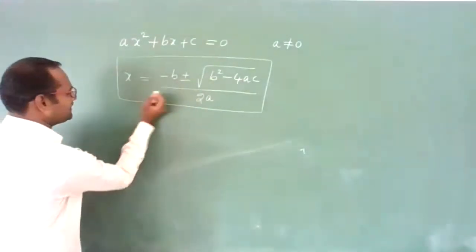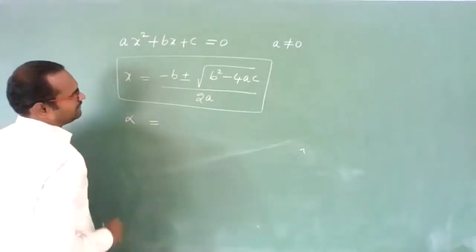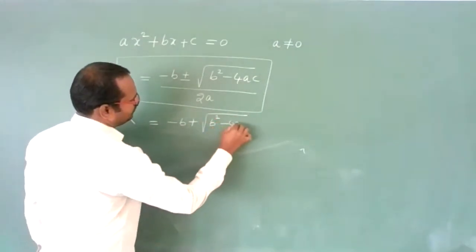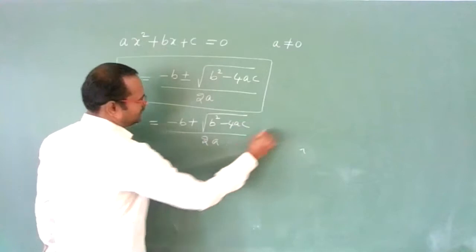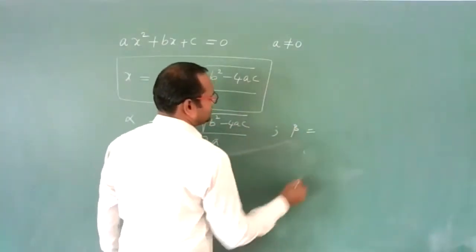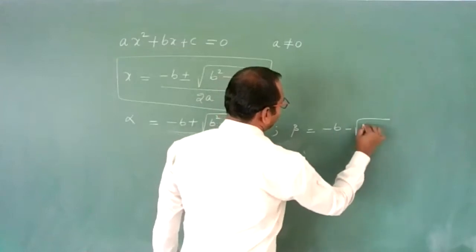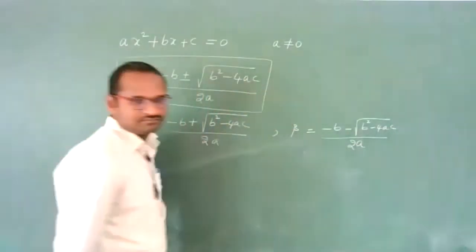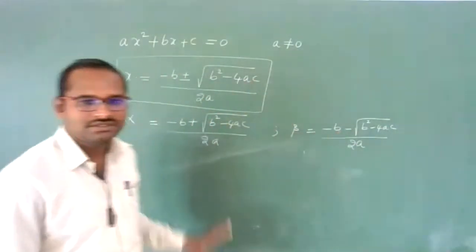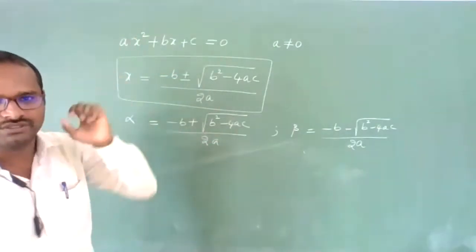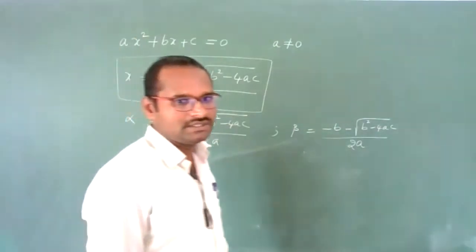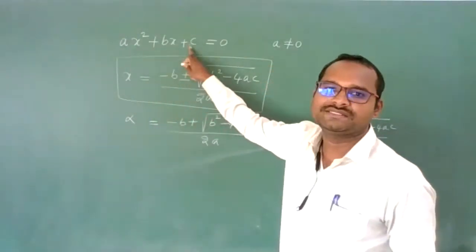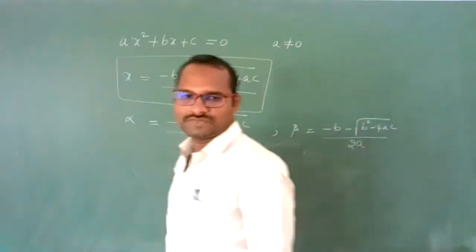The first root, if I say it is alpha, can be written as minus b plus under root of b square minus 4ac, by 2a. And the second root, if I say beta, can be written as minus b minus root of b square minus 4ac, by 2a. Here, plus and minus is the only difference. These are the two roots of this quadratic equation ax square plus bx plus c. Here a is the coefficient of x square term, b is the coefficient of x term, and c is a constant value. Clear?